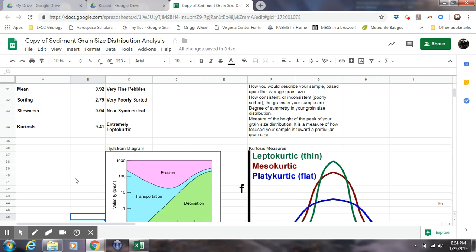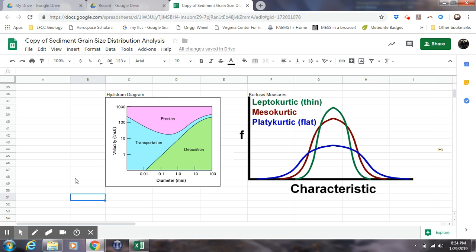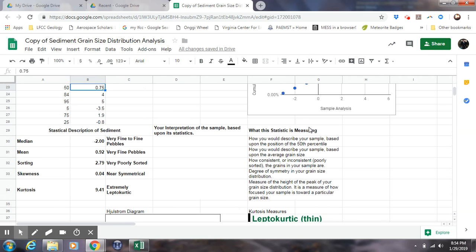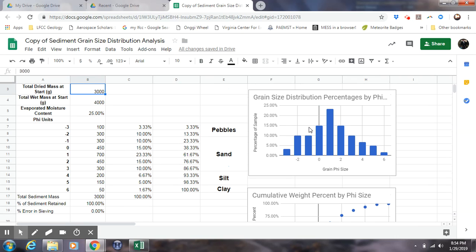But again, there's these other graphs. Kurtosis is nothing more than the shape of the curve. The skewness is whether it's skewed towards coarse or fine as the sample goes, and then the sorting is nothing more than if it's poorly sorted, it's a broad mix of sediments. If it's well sorted, it's mostly one thing. So if you have mostly -3 phi or mostly 6 phi, then it's well sorted. If you have a good mixture of everything, it's poorly sorted. This is pretty much an example of that. So anyway, that's the kind of thing you're looking for there.